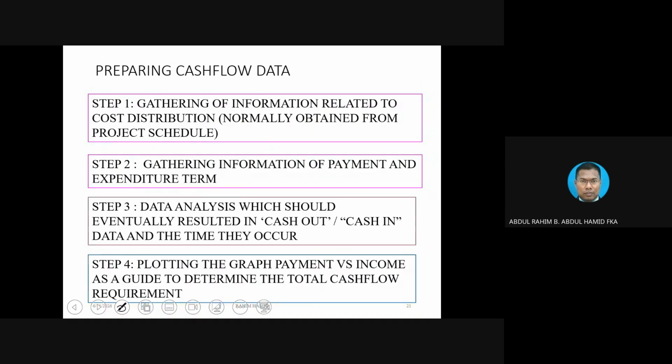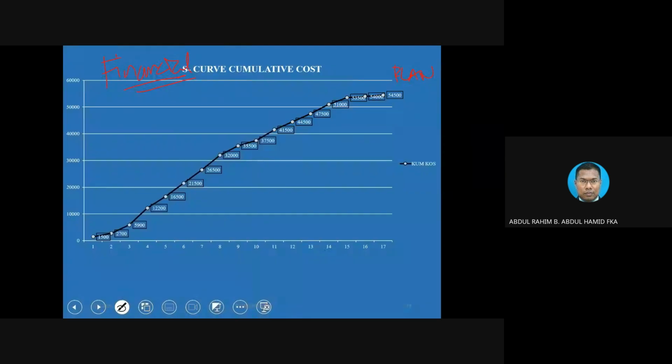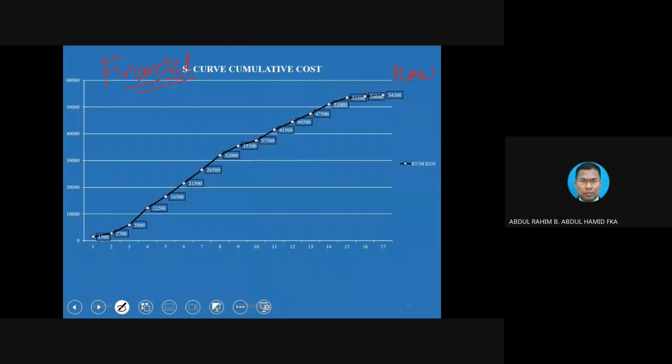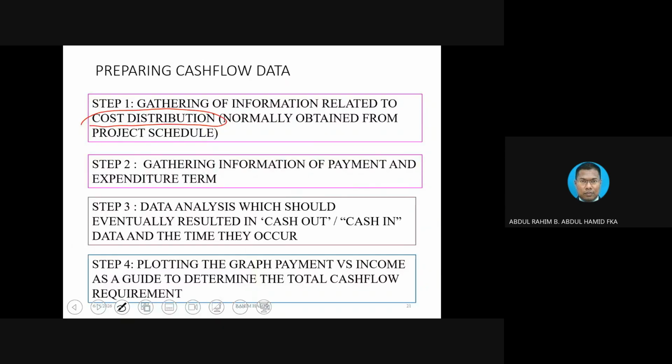Cash flow projection? Okay, there are a few steps that we are going to follow. First thing, gathering information related to cost distribution. We have done this in the previous slide. This is an example of cost distribution. Okay, we basically need to know how much each task costs, and then we normally distribute according to prorate, which is the easiest way, but in reality you could distribute according to what you wish. Okay, that would be number one.